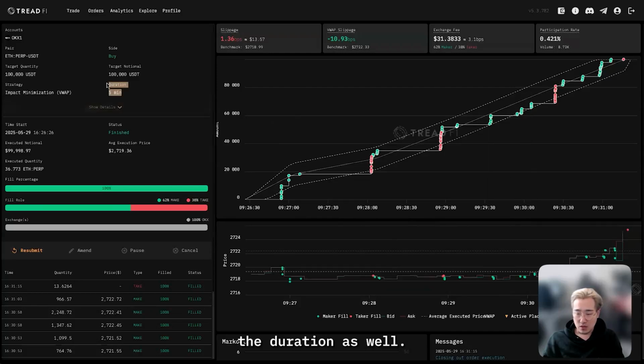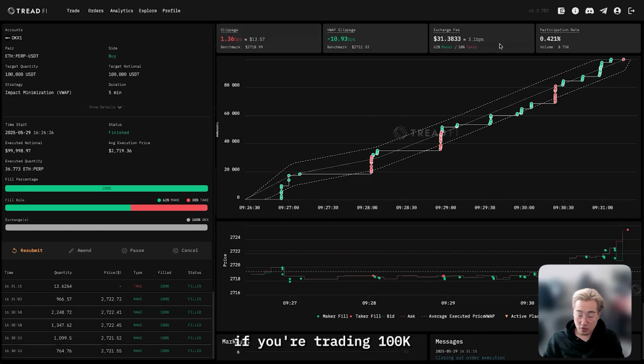Depending on the duration as well, another function of the participation rate is as this number gets bigger, you might rely more heavily on taker orders to get your order done. An example would be if you're trading over 5 minutes and there's, let's say, 100K that's traded over 5 minutes for that specific pair. If you're trading 1K, you can probably get your limit orders filled.